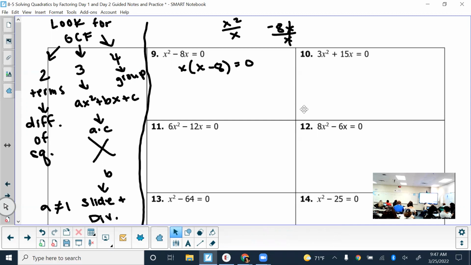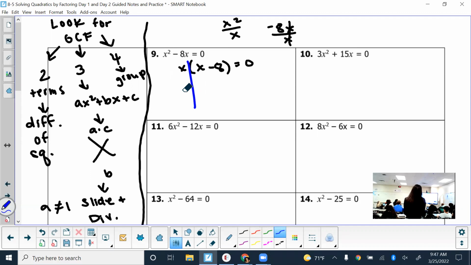All right, so after you factor, you set each factor equal to 0 and solve for x. In this case, my 2 factors are the x and the parentheses, because it's normally x times the parentheses. So set each one equal to 0. So I have x equal to 0 and x minus 8 equal to 0. And solve for x, which basically means get the x by itself.